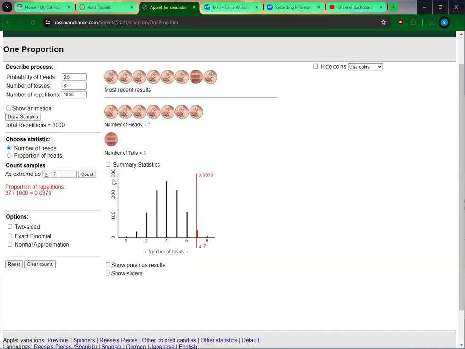So this is really the probability that you get 7 or more heads, and we get 0.0370. This proportion is called the p-value. It's always a number between 0 and 1 inclusive. It's a probability, and hence it's a proportion.